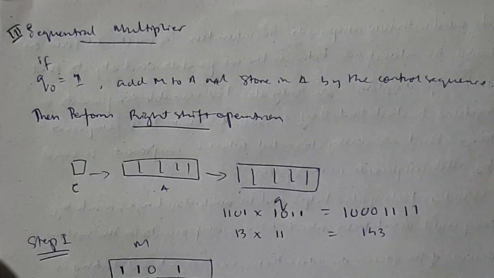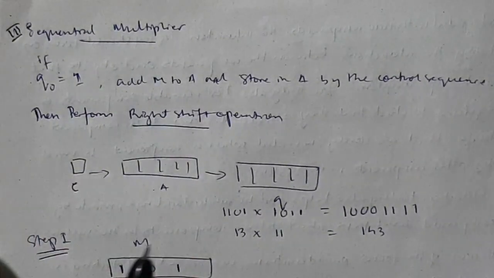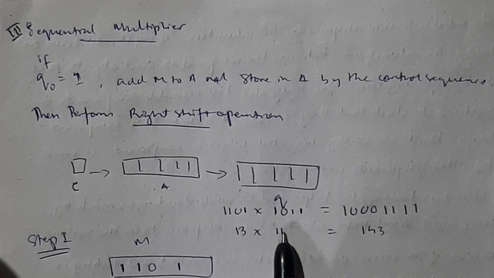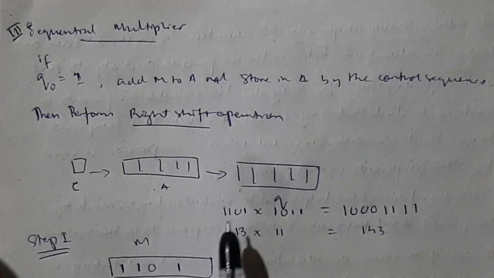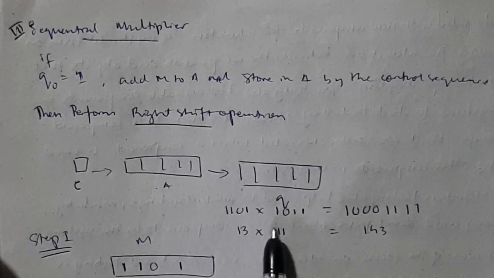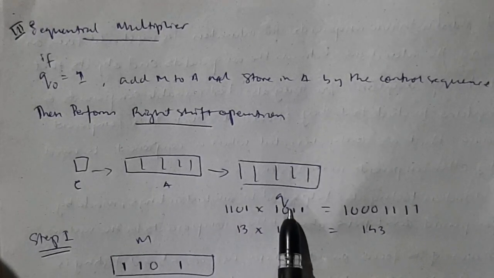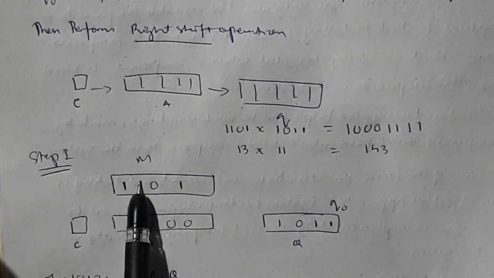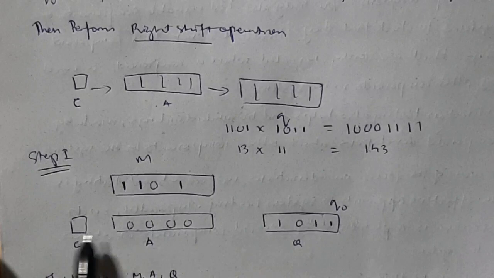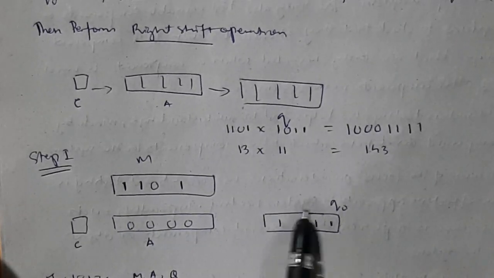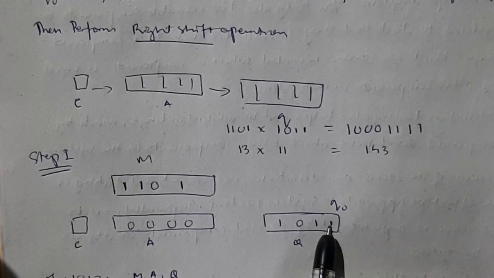This is an important one, sequential multiplier. If they ask in the exam, you have to take 2 numbers. Suppose I have to multiply 13 and 11, whose answer is 143 in binary. Take 13 as m and 11 as q. Step 1: write m as 1101, which is the 13 equivalent. Write c and make a box, a and make a box, and similarly for q, and remember the last value is q naught.